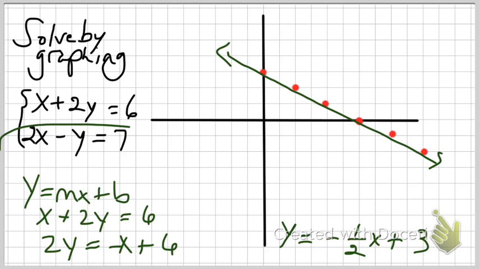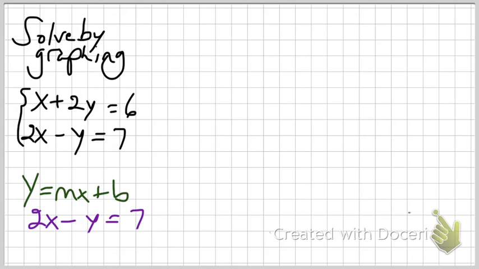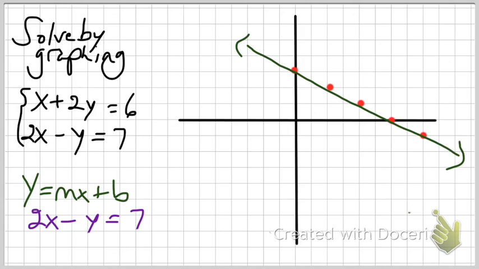So now we're going to work with this 2x minus y is 7. Same thing. Let's take that 2x minus y is 7 and get y alone. We really mean it. Now x has got to go. Let's subtract 2x from both sides. We have the opposite of y is negative 2x plus 7.